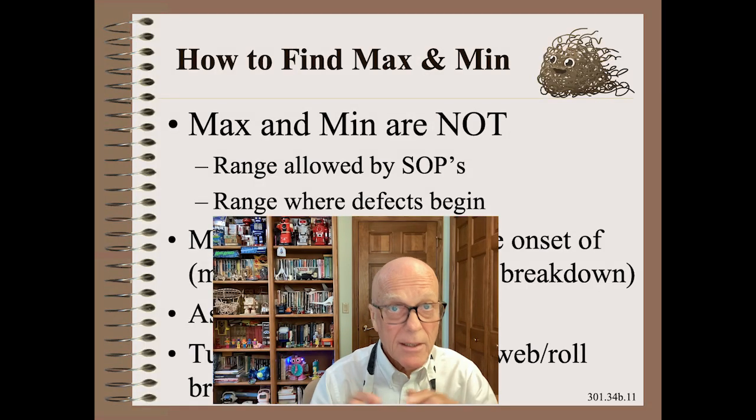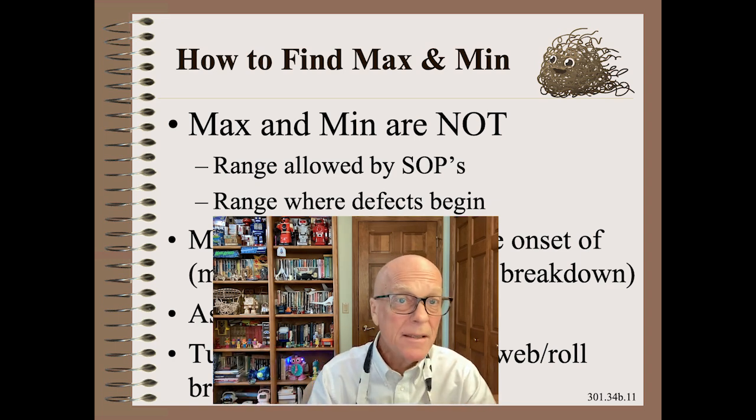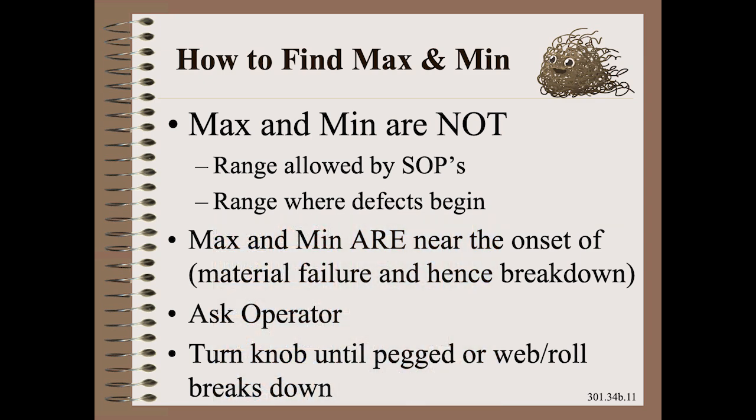So let's be clear. Max and min are not the range allowed by SOPs, or even the range where the defects begin. Max and min are near the onset of material and process breakdown. If you don't know where these limits are, ask an operator. If neither of you know, turn the suspected knob until it is pegged or the web or roll breaks down. This is the fastest way to determine connections. Later we can be more modest and define connection strengths using more modest moves.